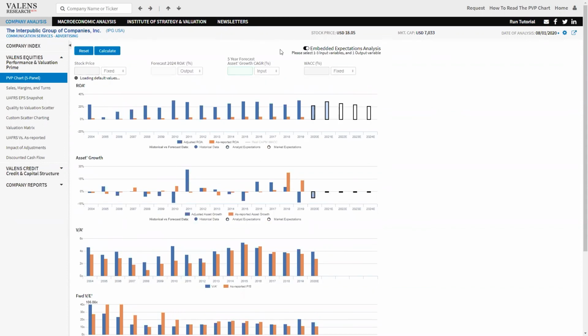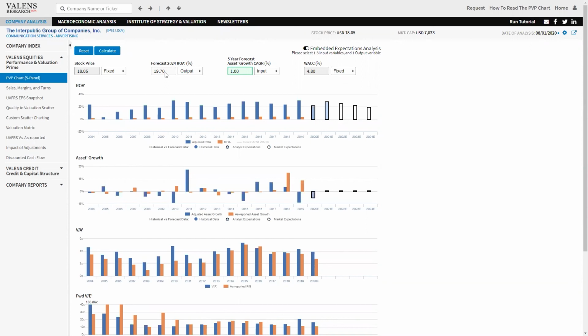The other thing that we can do here is with the embedded expectation analysis tool, we can do quick scenario analysis. So let's say that you think that the market realizes that Interpublic isn't going to keep on shrinking. It'll grow modestly. So if the company is going to grow modestly, right, around 1% a year, let's say, well, that means that the company's ROA, return on assets, only needs to be 20% to justify current stock price.